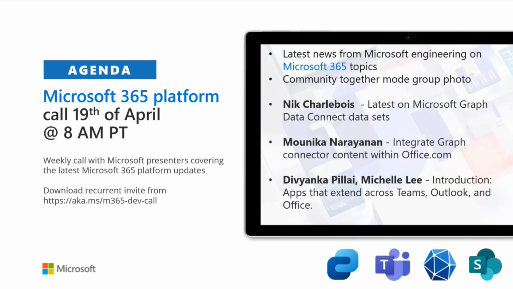The agenda for the 19th of April, Microsoft 365 platform call. Now, this is a platform call, meaning that all of the presenters are direct from Microsoft, so you're getting it directly from the source. On Tuesday at 8 a.m. Pacific time is going to be Nick on the latest of Microsoft Graph Data Connect datasets, and then Monuka on integrating Graph connector content within Office.com, and Divnika and Michelle on an introduction to apps that extend across Teams, Outlook, and Office. So don't hesitate to sign up for this.